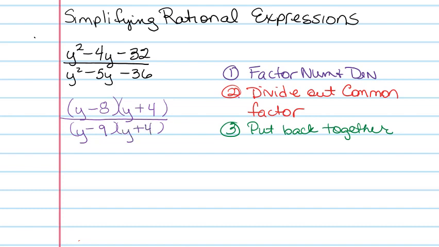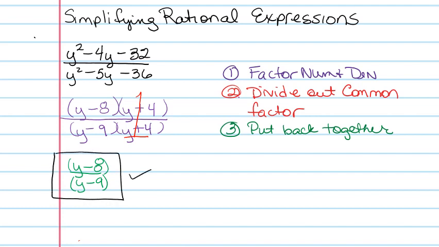Stop the video if you need help factoring and getting those numbers, but those are correct. Step 2 says divide out the common factor. Y plus 4 is common, and so that divides to give me a 1. And then step 3 says just put together what's left over. And so that is what's left over, and that is my answer.